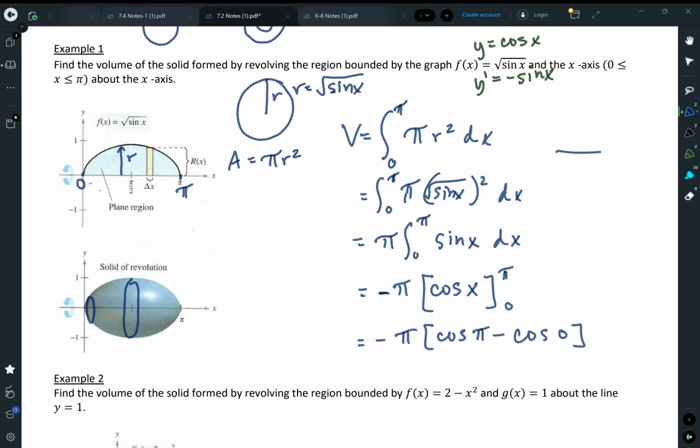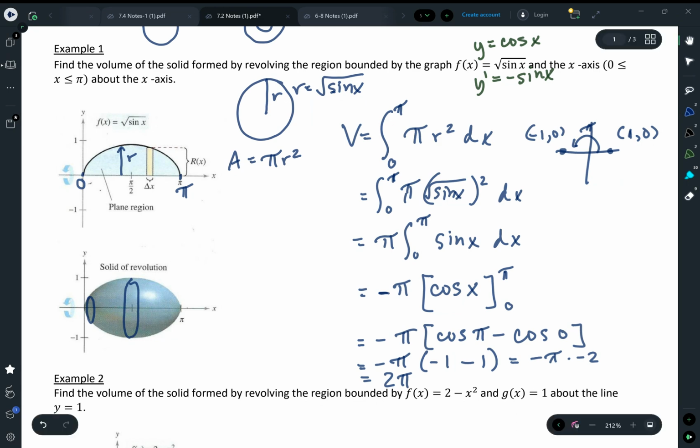So let's think about this now. Here is 0, which is 1, 0. So my cosine is 1. Pi is all the way over here, right? Which is a negative 1, 0. So my cosine of pi is a negative 1, minus cosine of 0, which is a positive 1. So I end up with negative pi times negative 2, which is just going to be 2 pi. So my volume is going to be 2 pi units cubed, whatever we have here. The idea is that we're integrating all of those little areas, and that's how we're finding the volume.